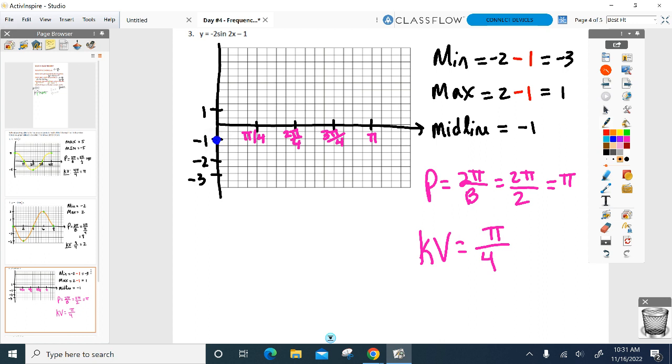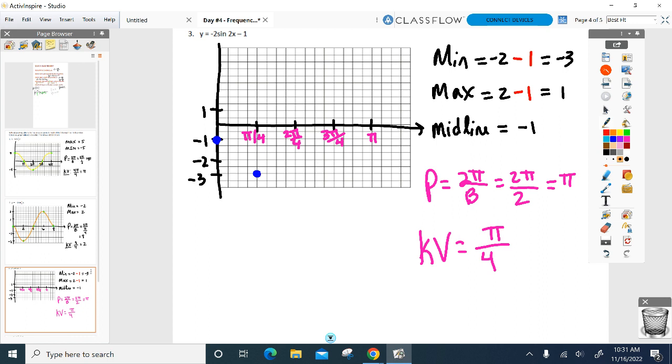Everyone else is good? Jared, you good? Okay. Sine starts at the midline, then goes where? It goes up to the maximum, yes, but because there's a negative, I'm going to graph the minimum instead, which we wrote down was -3. Then midline, max, but I flip it. Then it goes back to where? The midline.